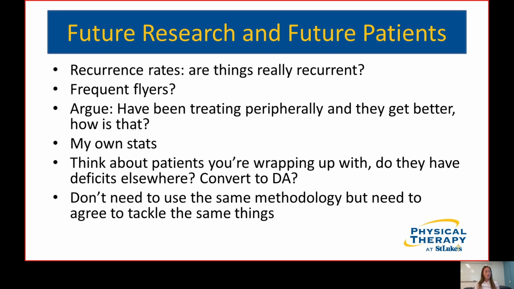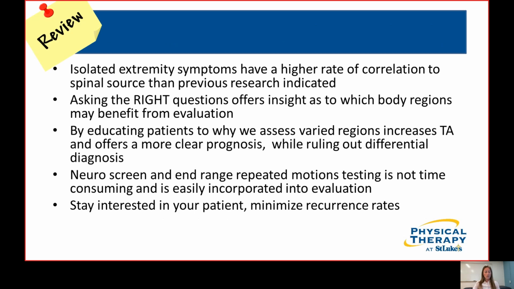And we really don't need to say we have to do it all the same exact way, but we should probably agree to be looking at the same things. And that might have a stronger impact on these recurrence rates. So basically, in review, isolated extremity symptoms have a higher rate of correlation to spinal source than previous research has indicated. If we ask the right and more specific questions on eval, it's going to give us a little more insight as to what body regions may benefit from evaluation.